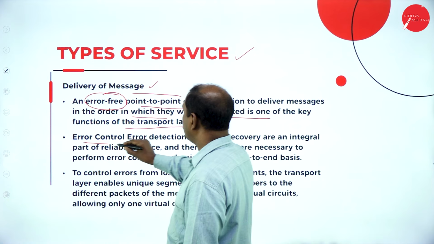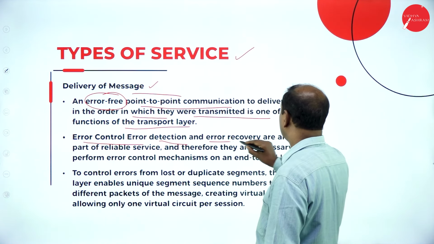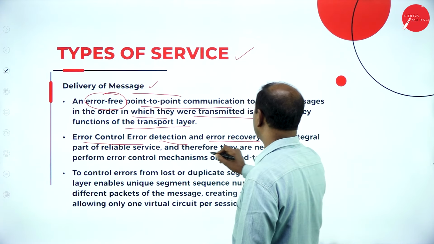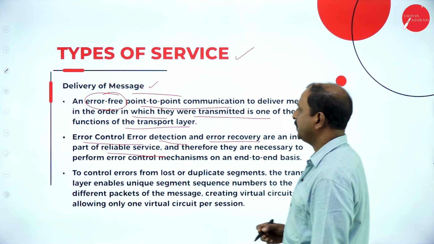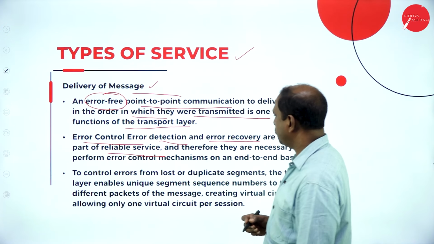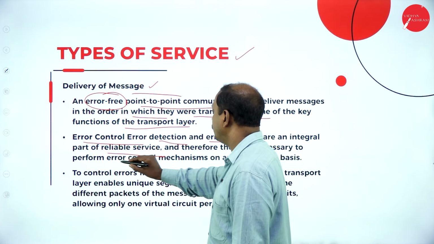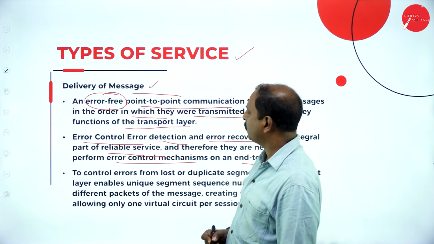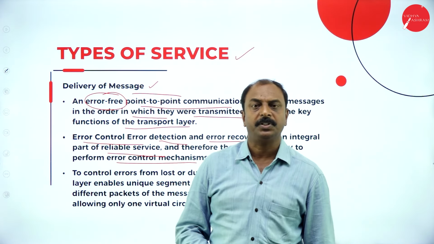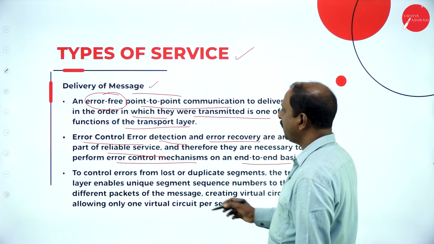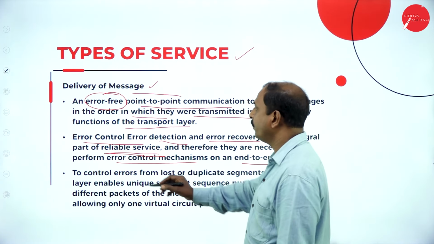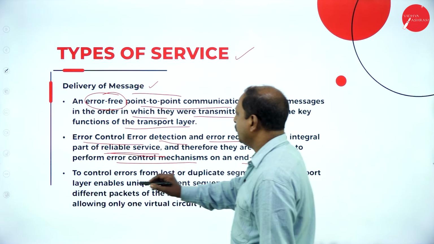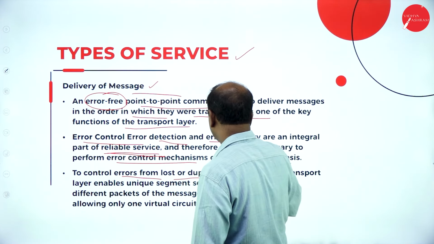The next one is error control, error detection and error recovery. In addition to this, it is also responsible for error control, error detection and error recovery as a part of reliable services during transmission. Therefore, it is necessary to perform the error control mechanism on an end-to-end basis. So another responsibility is error control, detection and recovery during data transmission in a computer network. It provides reliable services by taking care of error control, error detection and error recovery in a computer network.